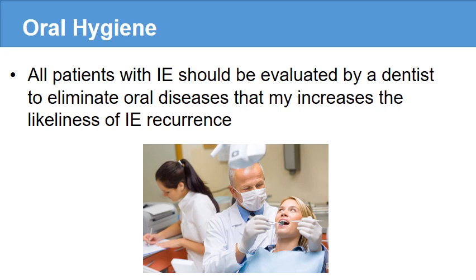So this is particularly true for the Viridans group strep. They are implicated in infections following dental procedures. And if you can address a patient's poor oral hygiene in the hospital, you can decrease the likeliness of having a recurrence of the infective endocarditis when they are sent home.